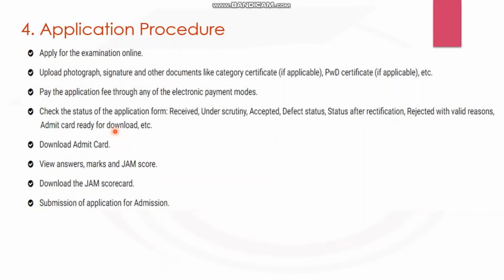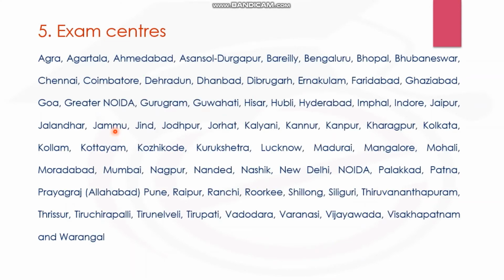Then you can see the answers and marks in the JAM score. You can download the JAM scorecard, and if you are qualified and your rank is at the top, you will get admission in IITs or IISc. And if you have a low rank, you have to try later. And the common exam centers are these, and in Kerala also a lot of centers are there. Almost in all districts they have centers.